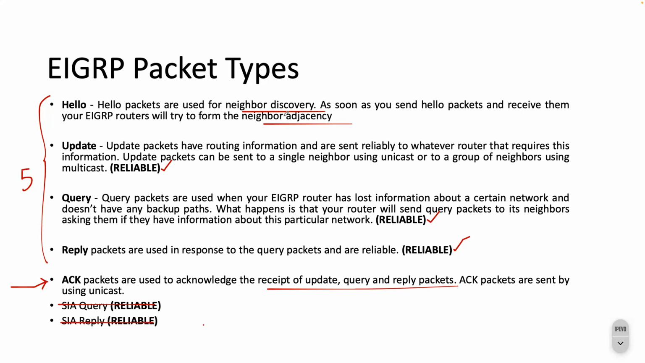Is it every second, or what's the frequency? By default, 5 seconds. 5 seconds is your hello packet, and your hold down timer is 15 seconds. But that can be changed at an interface level. Per interface, you can change that also. What is usually advisable per design? It's the default, right? Anybody have any questions on these different kinds of EIGRP packets?